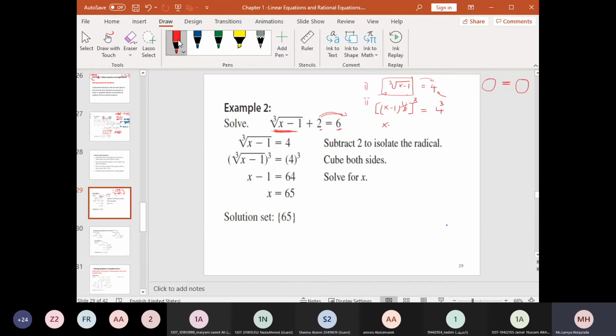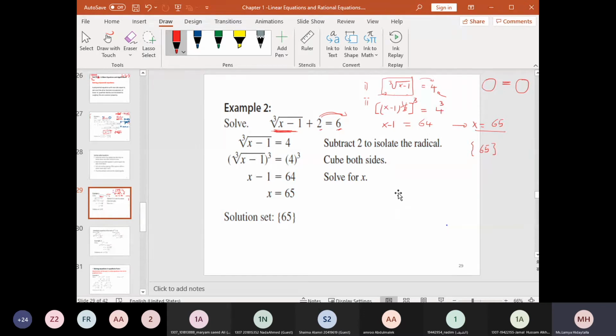Now the equation is going to be x minus 1 is equal to 4 cubed, which is 4 times 4 is 16, times 4 is 64. And now easily I can solve the equation: x equals 64 plus 1, which is 65. What is the solution set? If asked for the set of solutions, I have to open the curly brackets. Is there more than one solution? No, only one solution. So if asked for the value of x, x equals 65. As a set of solutions, put it in braces like that.